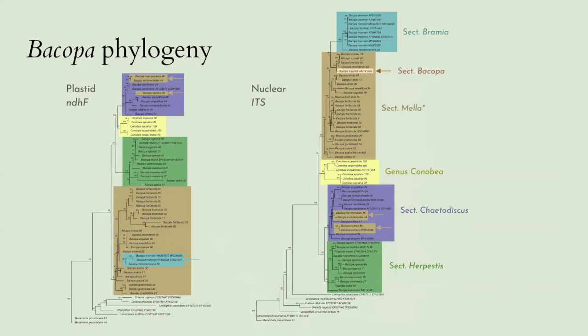And this is our data. Just jump right to the data here. We got data from the plastid ndhF region and also the nuclear ITS region. And I've highlighted the sectional memberships. You can see that mostly these sections are holding up pretty well, with a couple of noteworthy exceptions that I'll mention. But just moving forward, I want to combine the data into one phylogeny to make that easier. So 1, 2, 3, go.